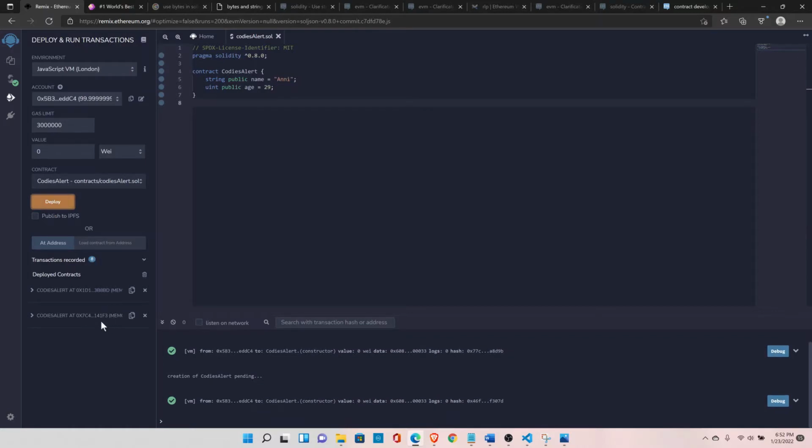And as you can see, now this new contract address is ending with F3 and the previous one was ending with BD. I hope you're clear with how the Ethereum accounts work and what is the external account and what is the contract account and what is the difference between both of them.